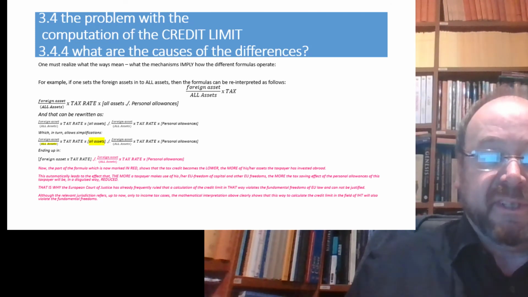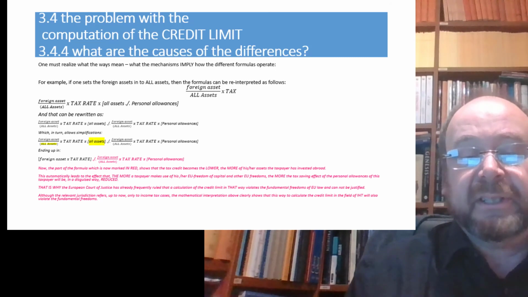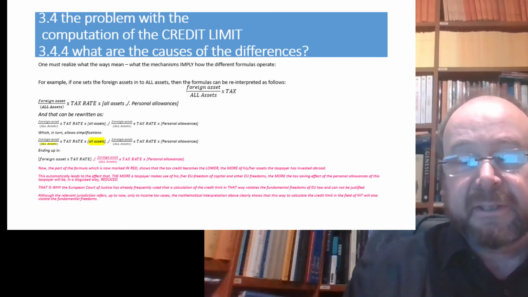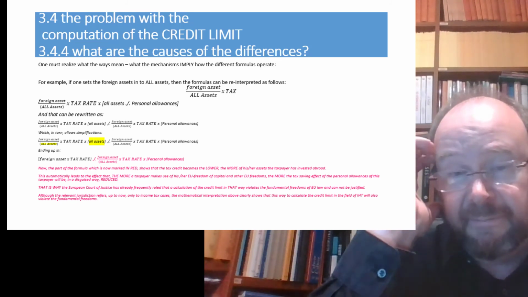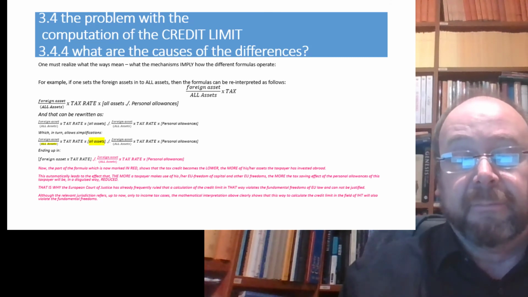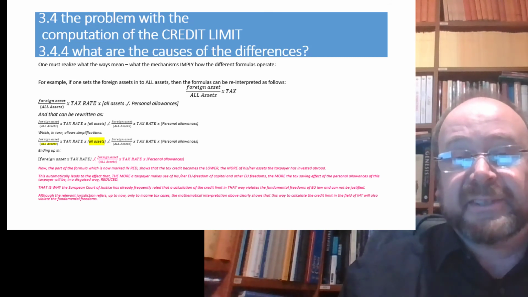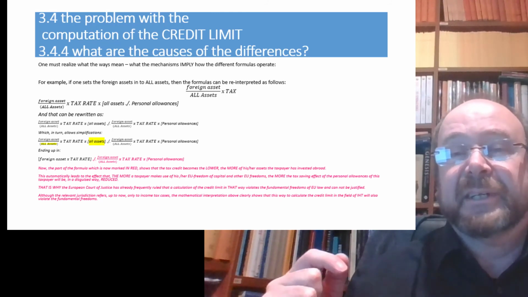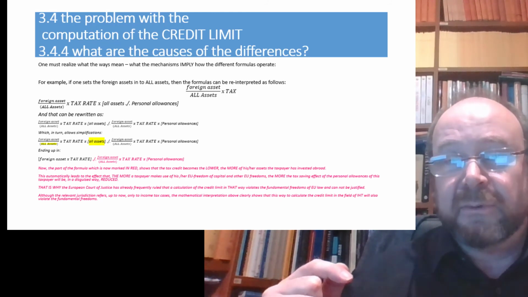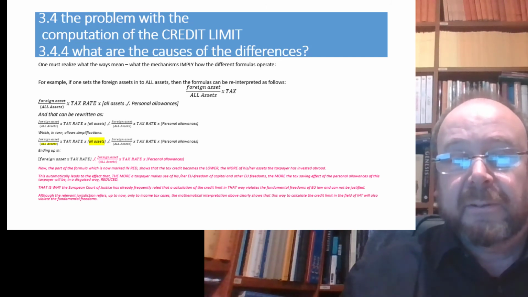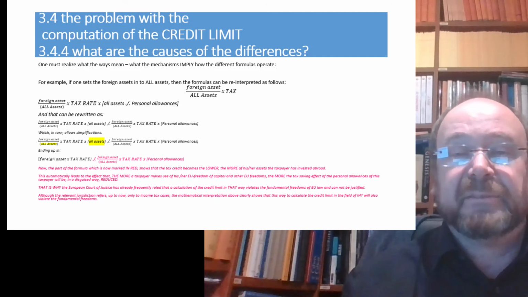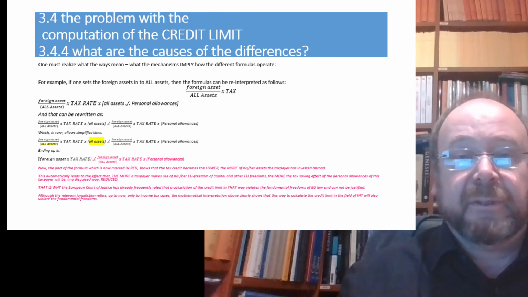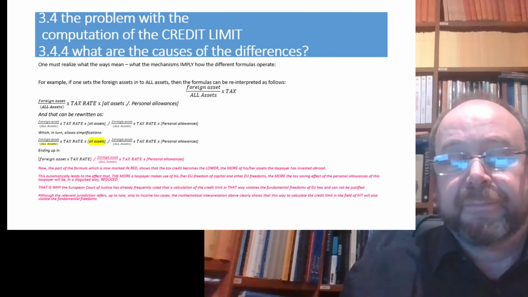And the European Court of Justice has already frequently ruled in the field of income tax that calculating the tax credit limit in that way violates the fundamental freedoms of EU law. It cannot be justified because it systematically leads to the effect that more and more percent of the personal allowance of a taxpayer is in a hidden way withdrawn or withheld, the more this taxpayer has made usage of his or her fundamental freedoms and invested abroad.